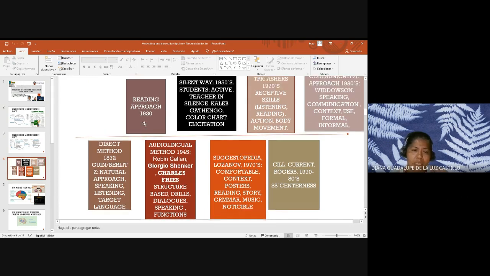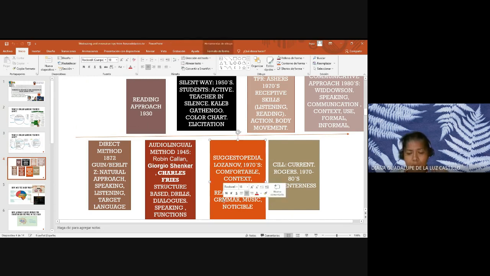The reading approach was born in 1930, and it was about reading text and having comprehension activities around the text. The audiolingual method was born due to the fact that there was World War II, and soldiers had to speak, and people had to speak English very quickly. The silent way was a response to the previous one, and it was about speaking. Suggestopedia was based on context and reading.